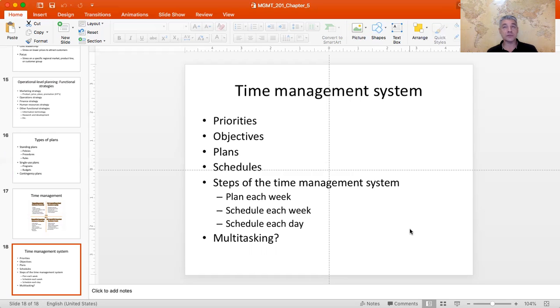Now, even just simply having a list of tasks for the day is a great help. I've been there, done that. I know for myself, I get a lot more done when I have those plans and schedules, and you'd be amazed if you try doing that. And finally, multitasking. That's the last concept I want to touch on today.